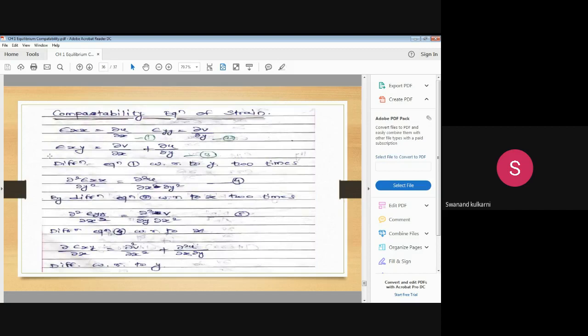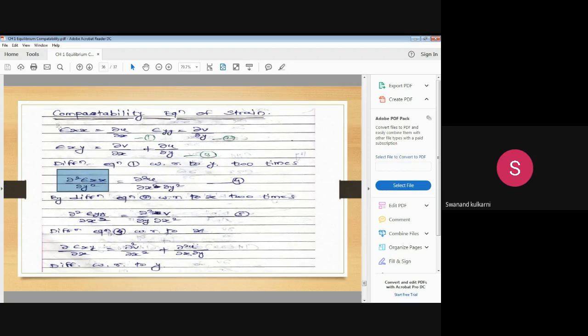So let us differentiate equation 1 with respect to y. When epsilon xx is differentiated with respect to y, we get dou epsilon xx upon dou y, that is dou 2u upon dou x dou y. And once again differentiating this equation with respect to y, we will get dou 2 epsilon xx upon dou y2.